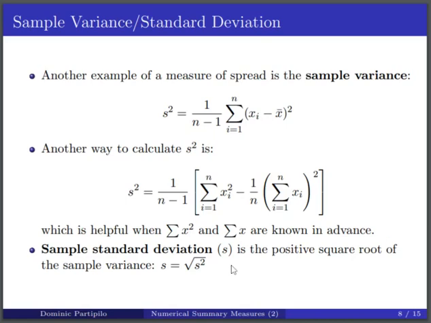And then finally, sample standard deviation, which we denote by s instead of s squared, is just the positive square root of the sample variance. So if the sample variance is 9, then the sample standard deviation is going to be 3.